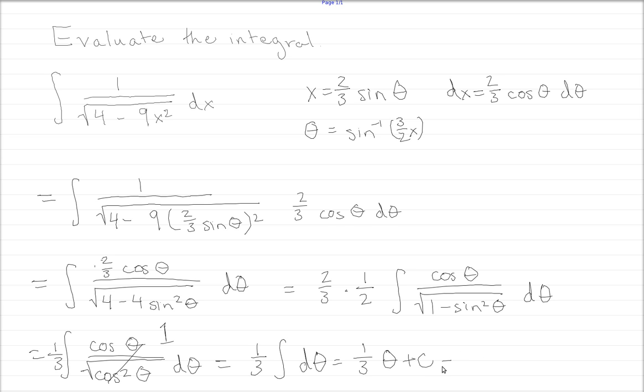And now I substitute back in for my theta. I've got 1/3, and theta was equal to inverse sine of 3/2 x, plus my constant. So that is my final answer.